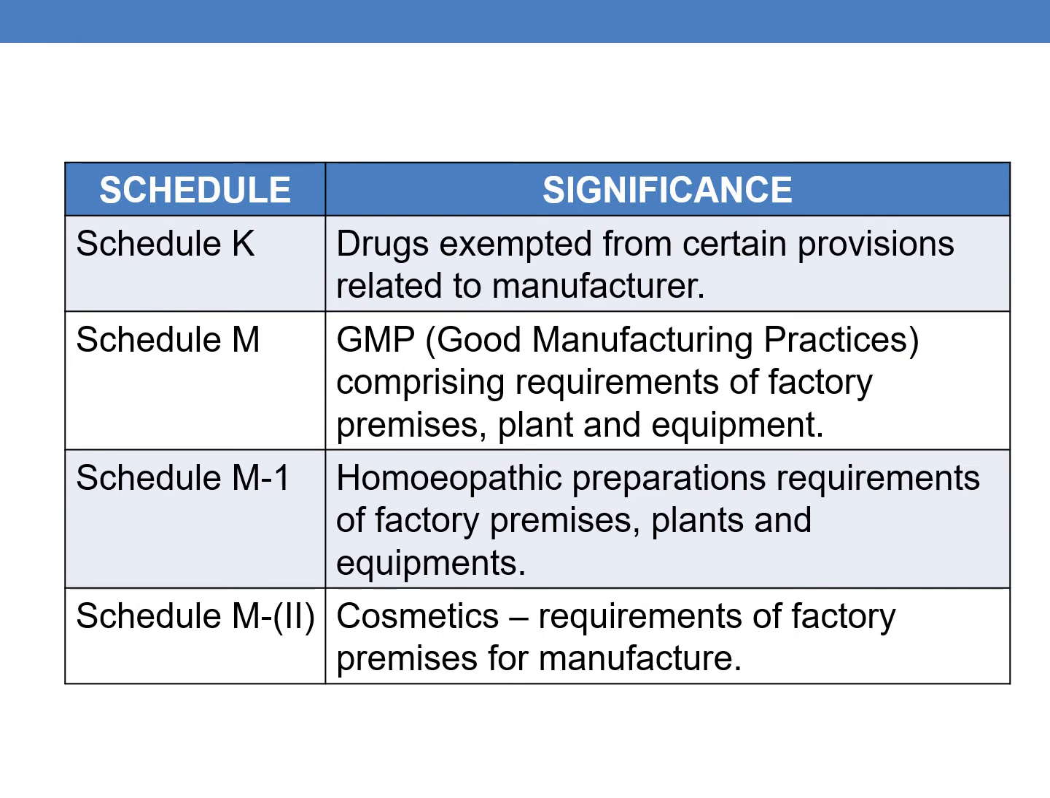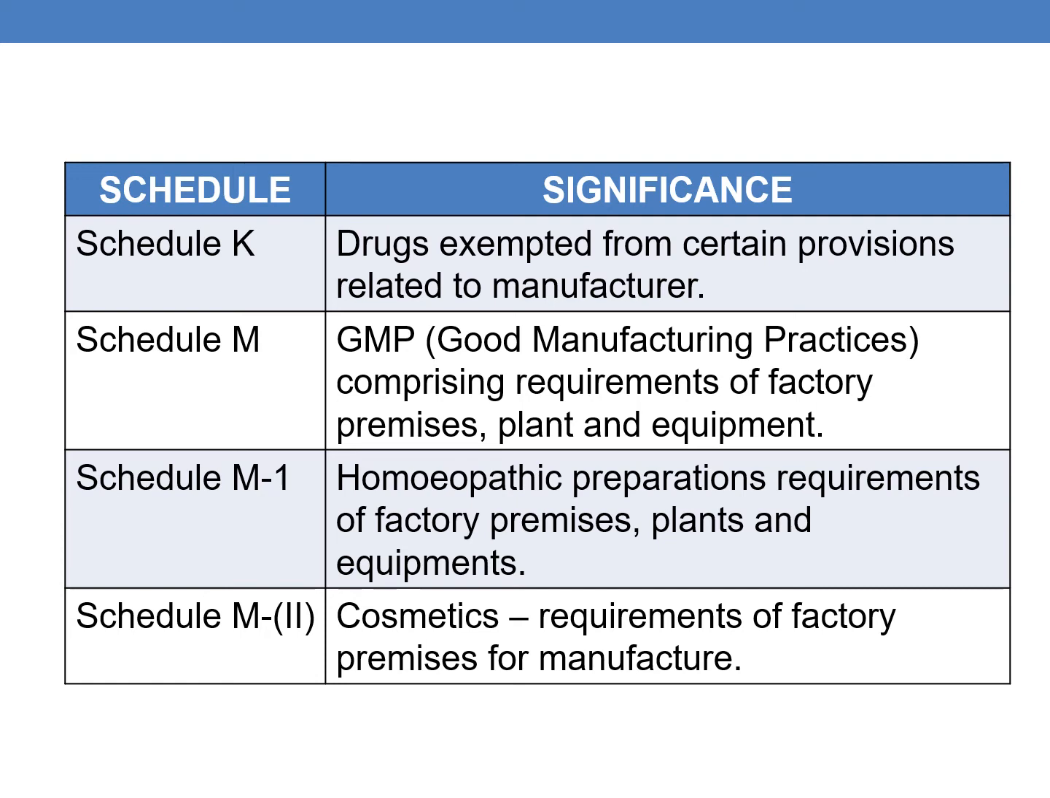Coming to Schedule K, it is a list of drugs that are exempted from certain provisions related to manufacture. Coming to Schedule M, this is important, good manufacturing practices. Please remember M for manufacturing. So Schedule M deals with good manufacturing practices, GMP, comprising the requirements of factory premises, plant and equipment.